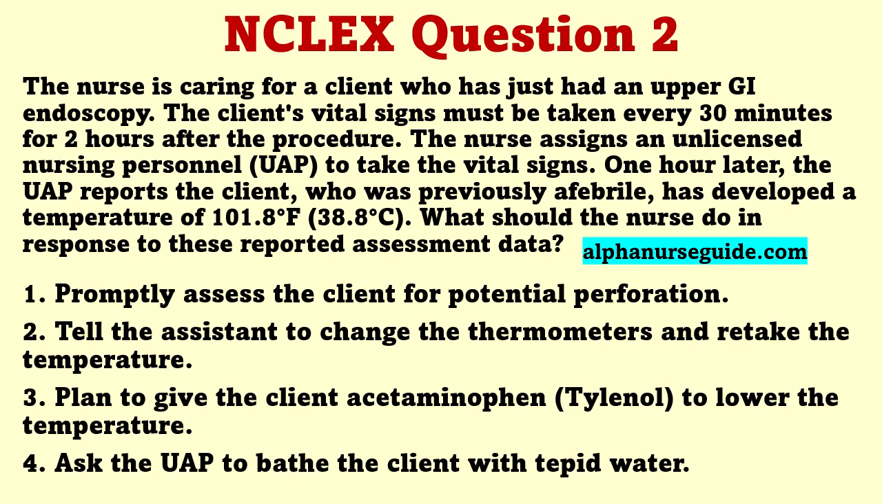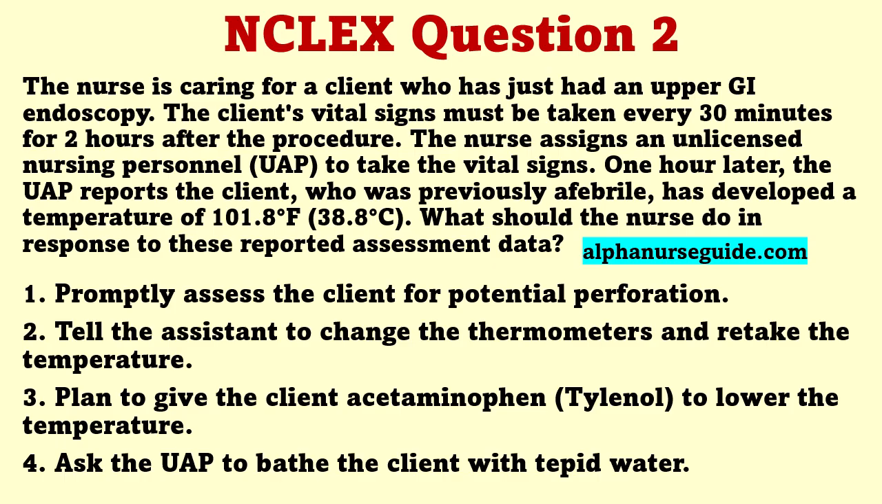The nurse is caring for a client who has just had an upper GI endoscopy. The client's vital signs must be taken every 30 minutes for 2 hours after the procedure. The nurse assigns an unlicensed assistive personnel to take the vital signs. 1 hour later, the UAP reports the client, who was previously afebrile, has developed a temperature of 101.8 degrees Fahrenheit. What should the nurse do in response to these reported assessment data?